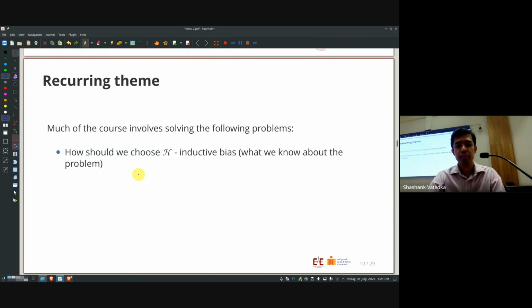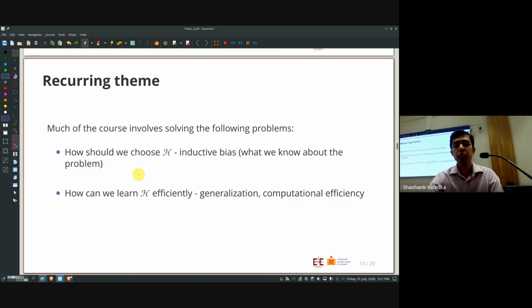All right. So as I said, the recurring theme in this particular course is how do you balance these two quantities? How should we choose H, which in some way corresponds to what I call an inductive bias, what you know about the problem, or what kind of structure you impose on your hypothesis class, on the class of predictors that you choose. And the second problem is, having chosen a particular H, how do you learn H efficiently? That is, you want to achieve a generalization error that is close to the best in the class.